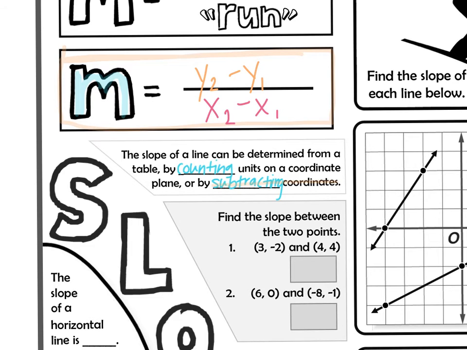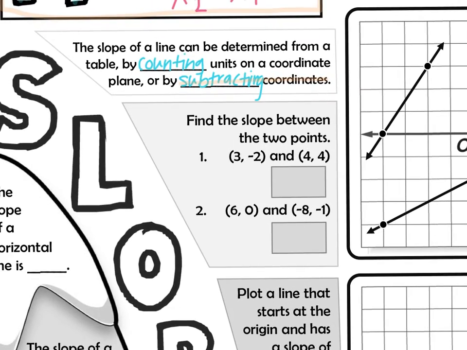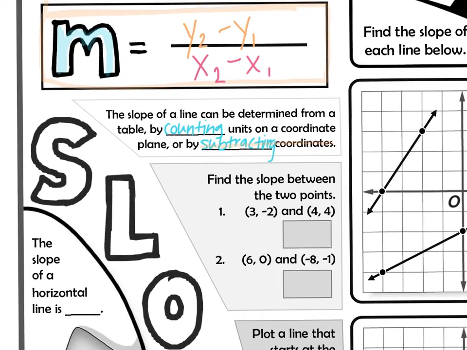So we're going to do an example right here, actually 2 examples. Find the slope between the 2 points. The first thing that you need to do is label your coordinates. So this set of coordinates right here is our first set. So these are going to be number 1. And then the second set is over here. So these are going to be number 2.